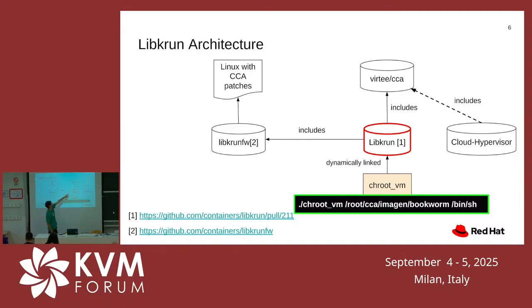Here I drew an arrow like this, just to say that this crate could potentially be included by another virtual machine monitor. It's not Libkrun specific. So, for example, in the future, Cloud Hypervisor could include this instead of having the code in the hypervisor itself. It could do it, or potentially another virtual machine monitor.